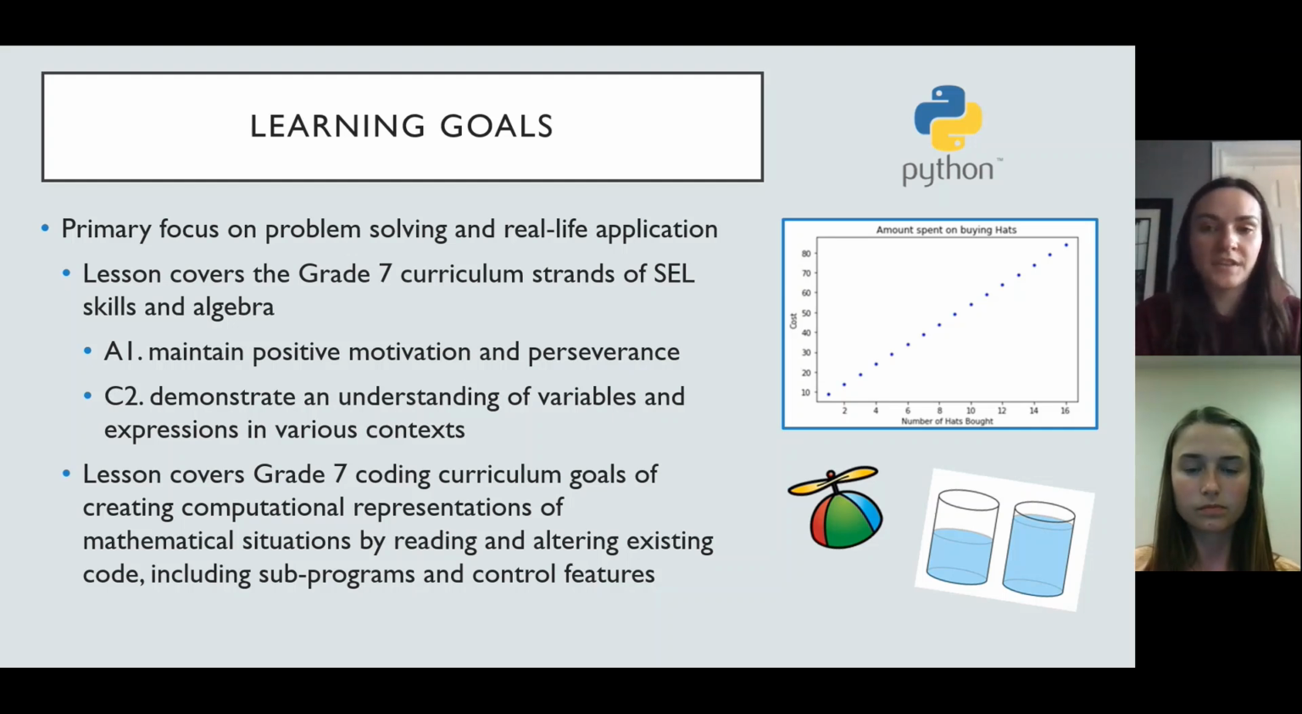The lesson covers the grade 7 curriculum strands for social emotional learning skills and algebra, with the social emotional learning skill being to maintain positive motivation and perseverance throughout the math and coding, and the algebra being to demonstrate an understanding of variables and expressions in various contexts. The lesson also covers the coding aspects of the curriculum, specifically the goals of creating computational representations of mathematical situations by reading and altering existing code.